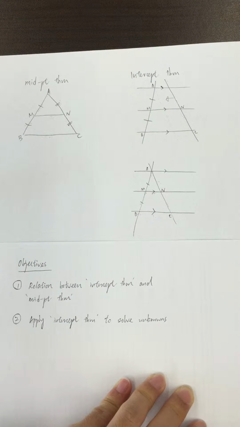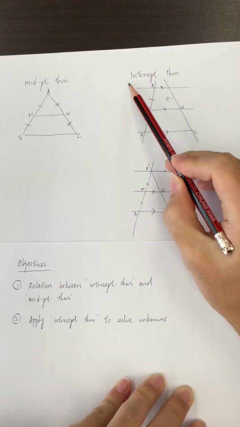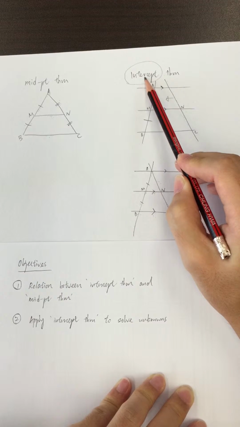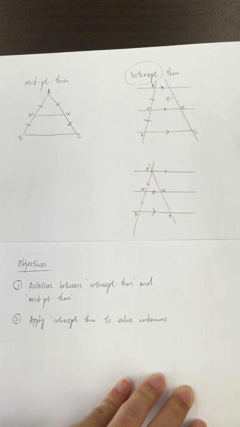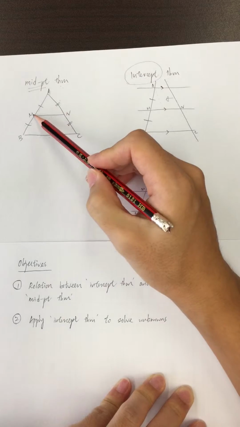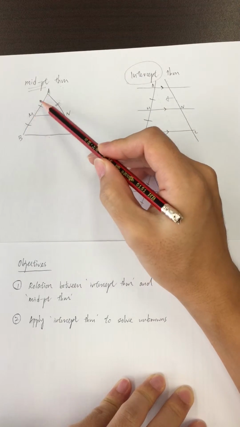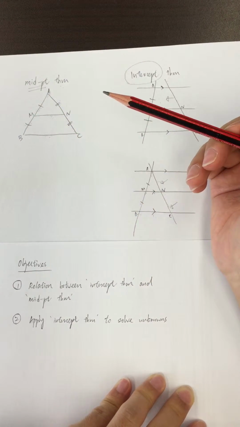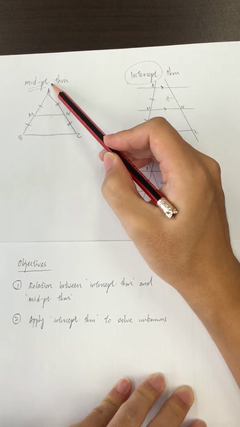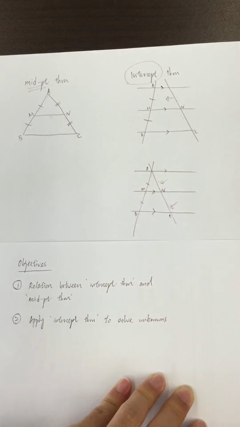So I remember it this way. For intercept theorem, if you look at the name, it's about intercept. That means you can use it to find intercepts. So that means finding AN and NC. For midpoint theorem, midpoint, that means you know the midpoint of AB and AC already. That means you are given equal intercepts already. So midpoint theorem is used for parallel straight lines.